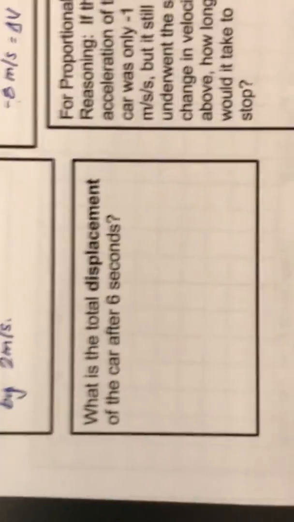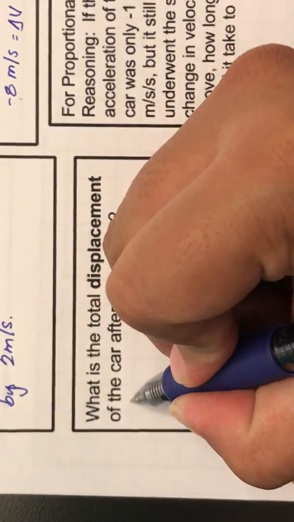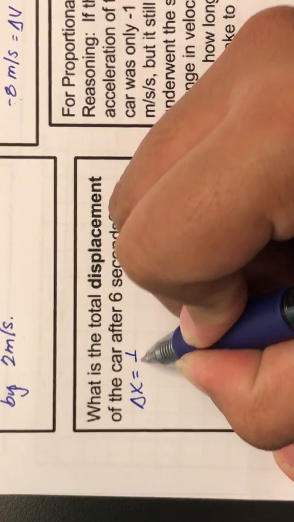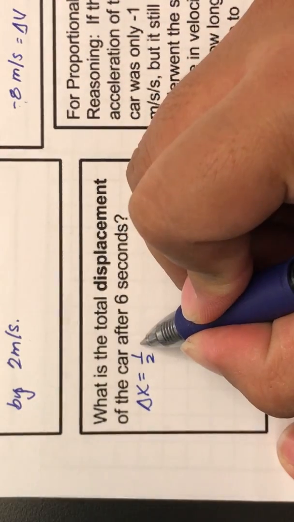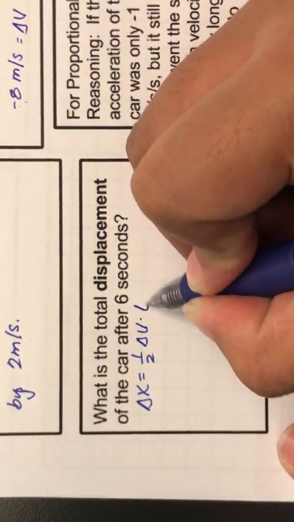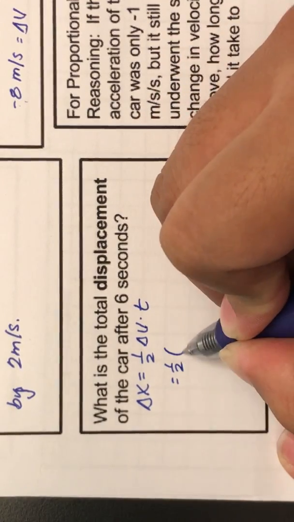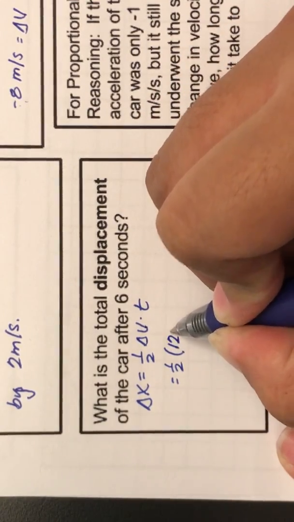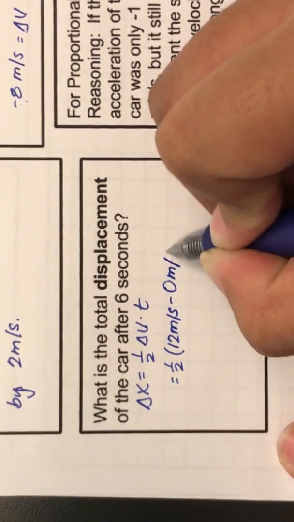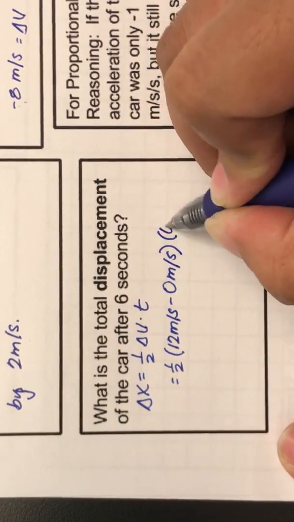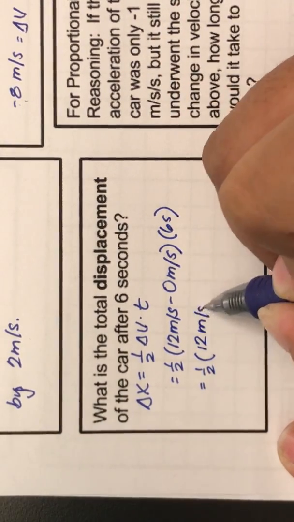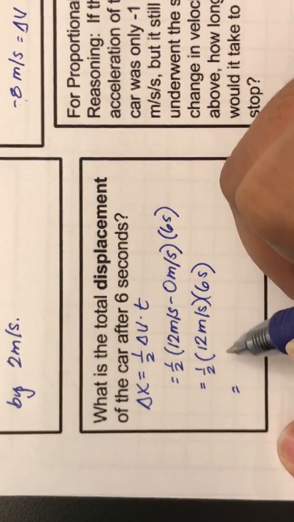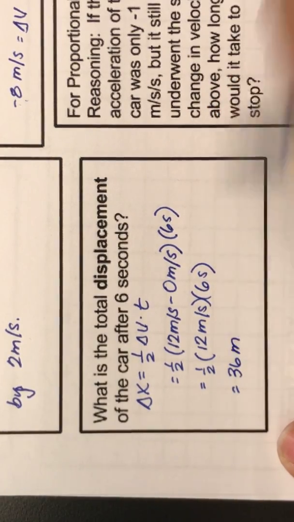Okay? The total displacement of the car after 6 seconds. So we know that we're going to be using the triangle because of the shape of our graph. So, the change in velocity times time, we have 1/2 our change in velocity. We started off with 12 meters per second. We finished off with 0 meters per second, and it took us 6 seconds to do so. So 1/2 of 12 meters per second times 6 seconds is equal to 36 meters.